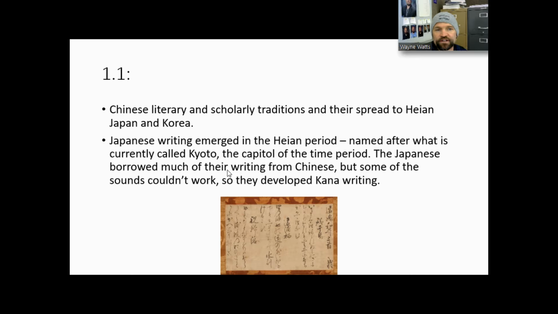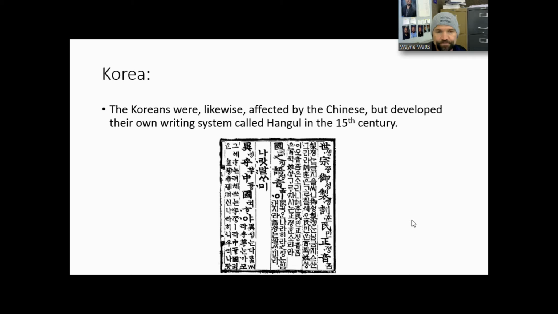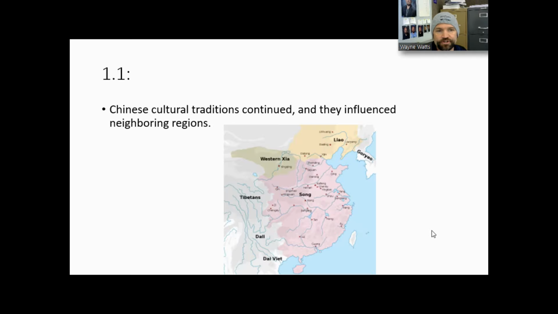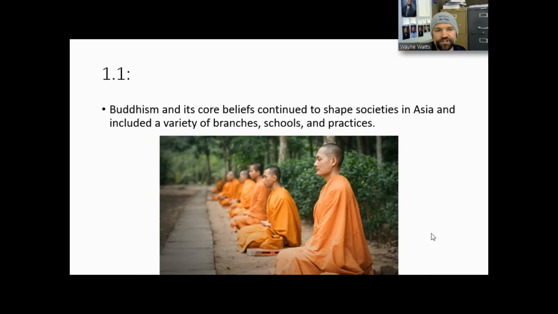Chinese literary and scholarly traditions spread and influenced Hainan, Japan, and also Korea, as well as others. Japanese writing emerged in the Heian period, named after what is currently called Kyoto, the capital of the time period. The Japanese borrowed much of their writing from the Chinese, but some of the sounds didn't work, so they developed a new system of writing called kana writing. The Koreans were likewise affected by the Chinese, but developed their own writing system called Hangul in the 15th century. Chinese cultural traditions continued, and they influenced neighboring regions.